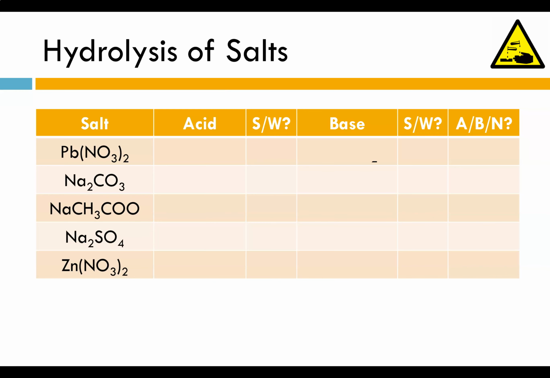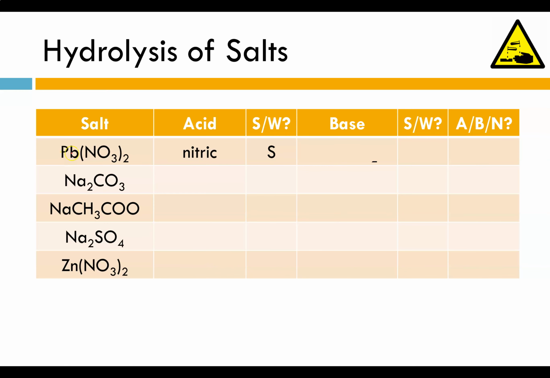So let's walk through one together. Pb(NO3)2, so lead 2 nitrate. I know that the anion, in this case the NO3, must come from the acid. NO3 is a polyatomic ion with a charge of -1, so my acid must be HNO3. Nitric acid. Is nitric acid a strong or weak acid? If you are flipping back in your notes, you have not memorized these yet. Nitric acid is strong.